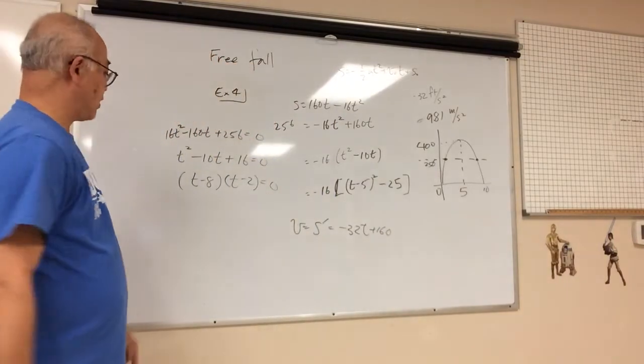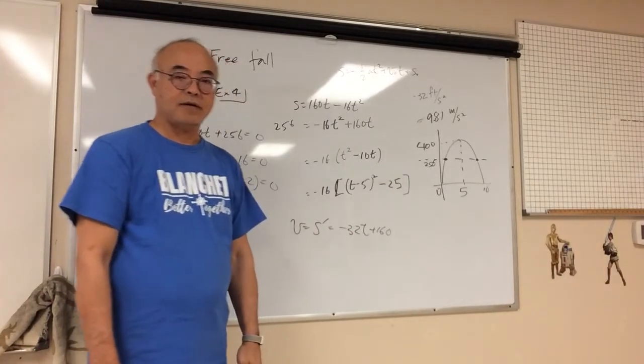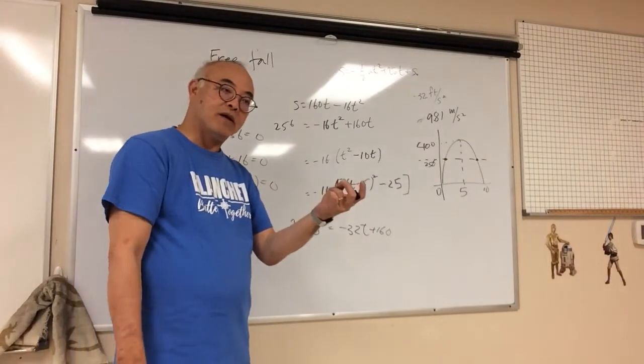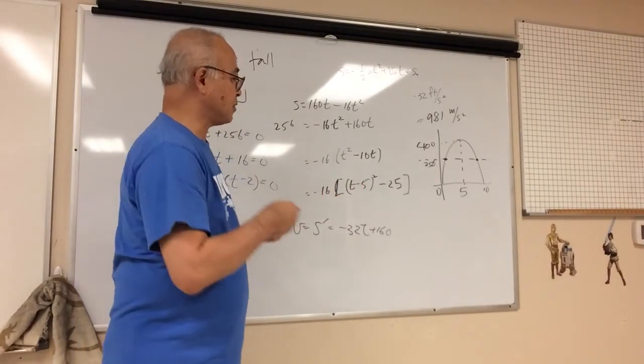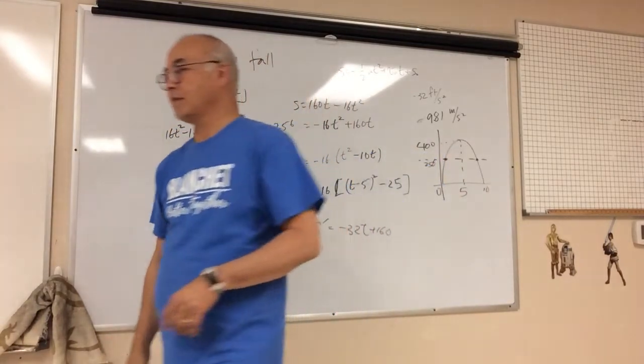And now can you put it in? Now I would just put 8 and 2 in here. Okay. And you would get the same speed, but the opposite direction, because in one you're going up, and in the other one you're coming down, right?